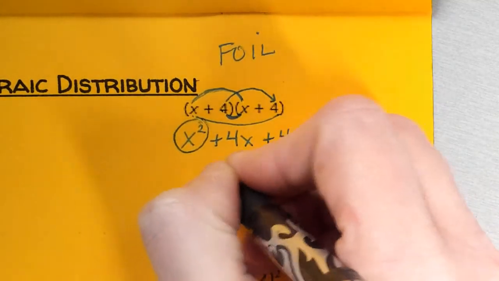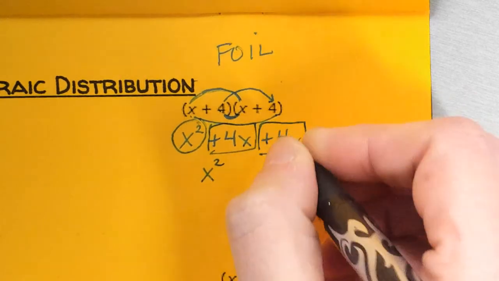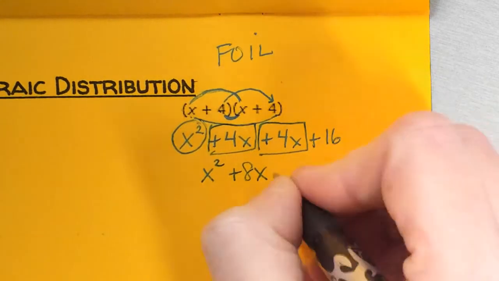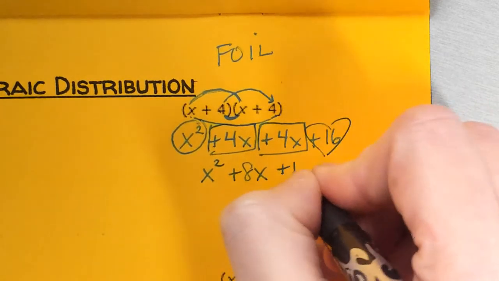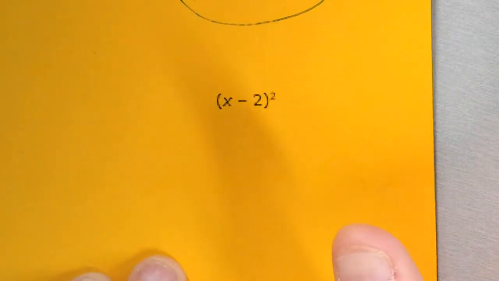I have an x squared. I have a 4x and another 4x. Well, 4x plus 4x makes positive 8x. And then I've got this one, positive 16, left over. And that's the answer.